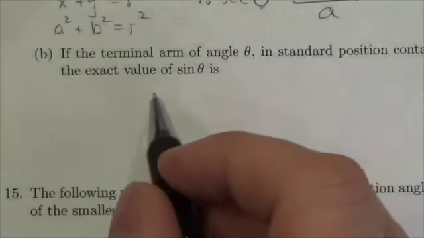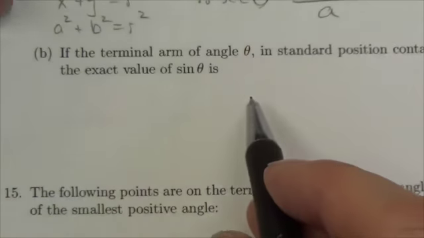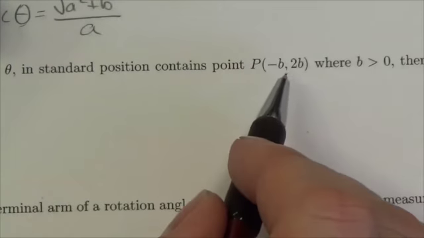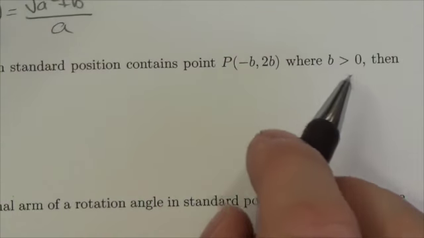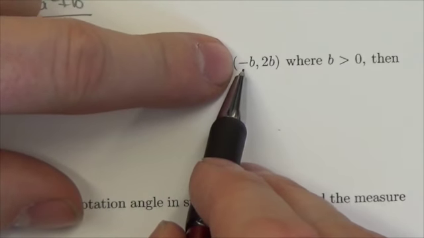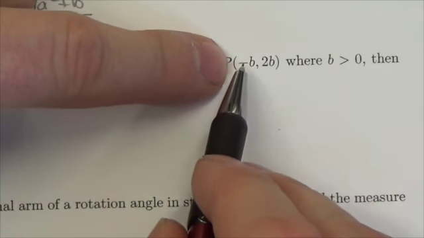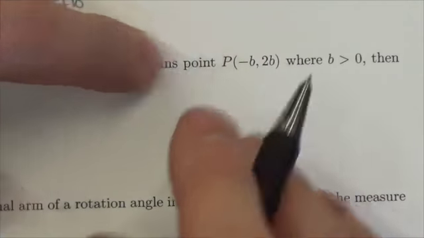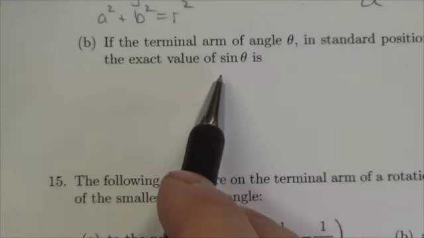Hi everybody. So this question says that the terminal arm of angle theta in standard position contains the point (-b, 2b) where b is positive. Now they tell us that b is positive just so that I get that the x coordinate must be negative. It can't be the negative of a negative, which would be positive. This is going to be a negative number and the y value is positive. And then it asks us for the exact value of sine.